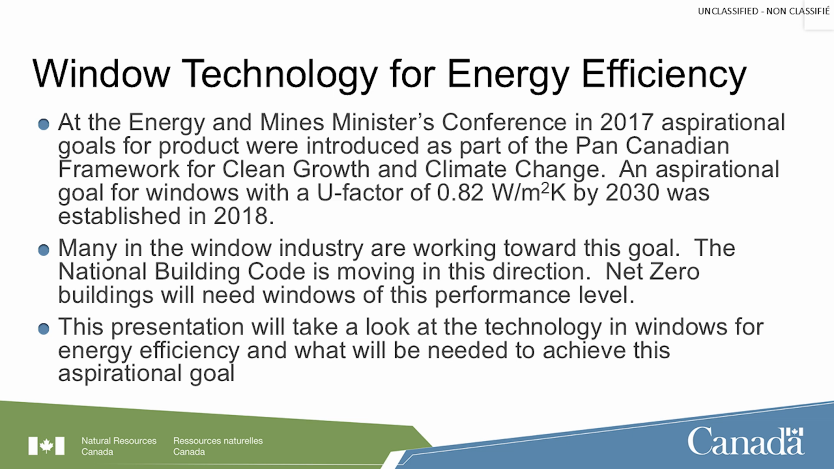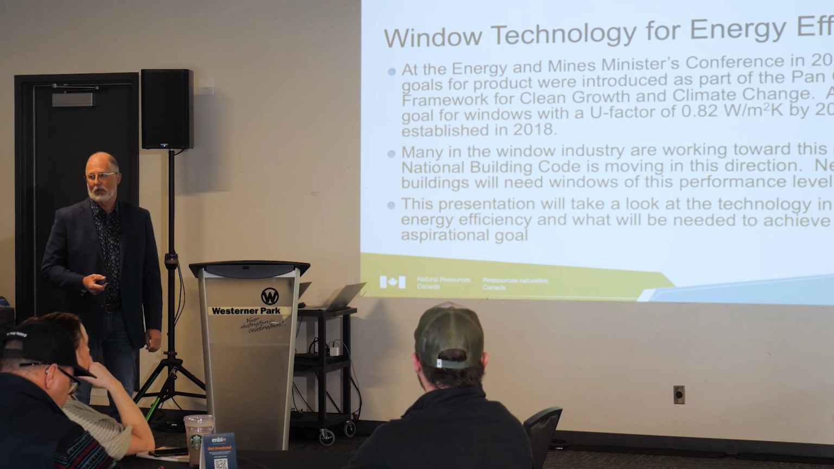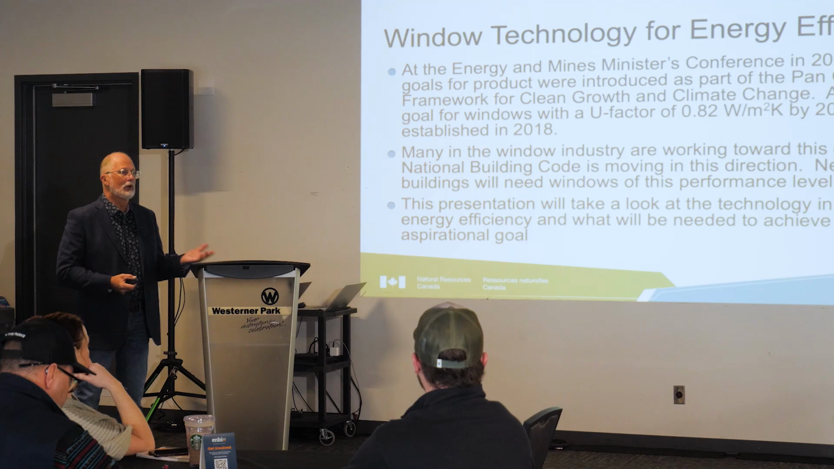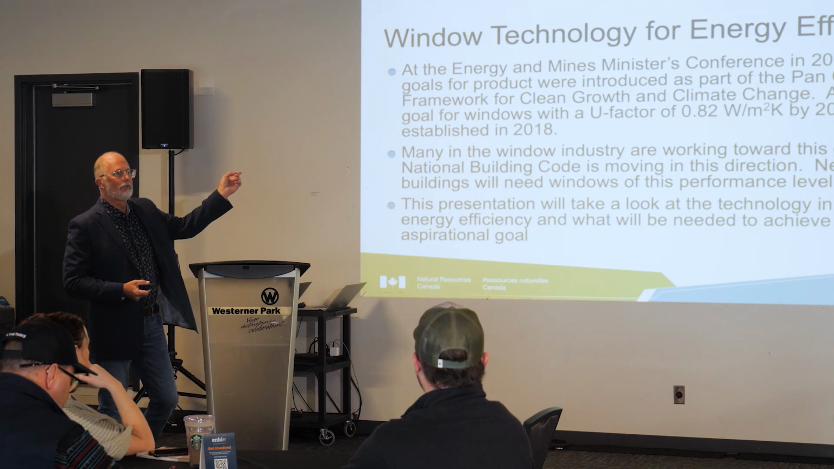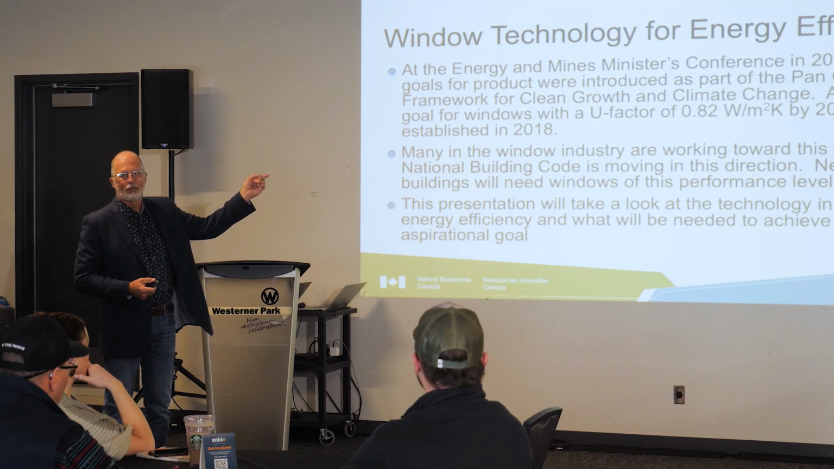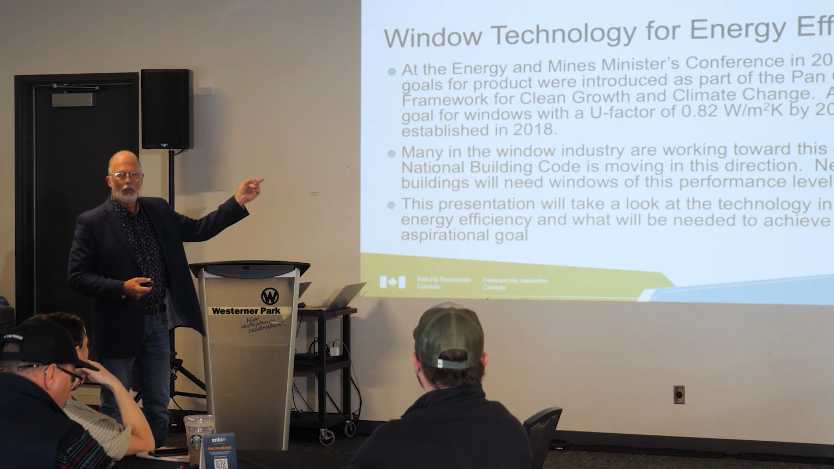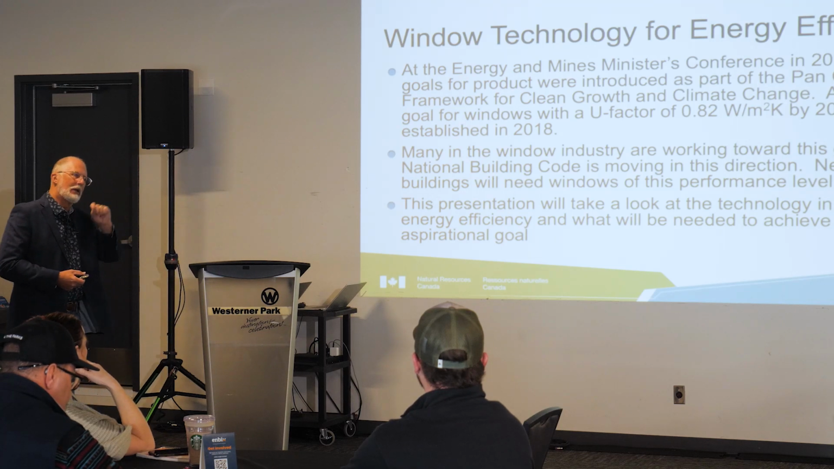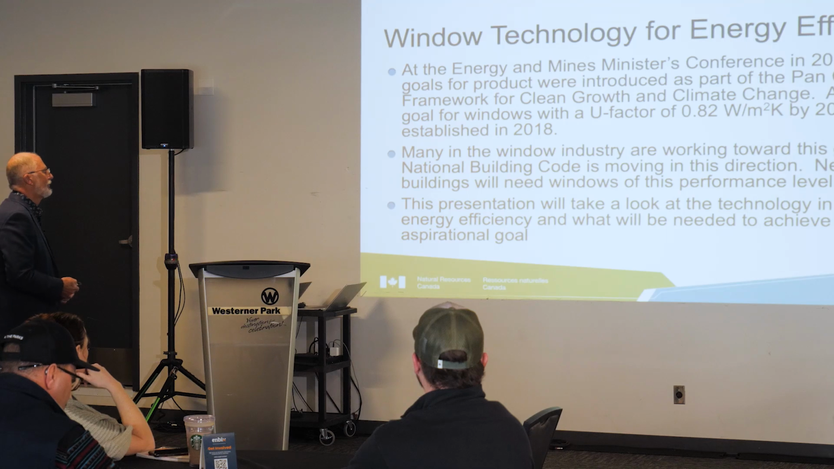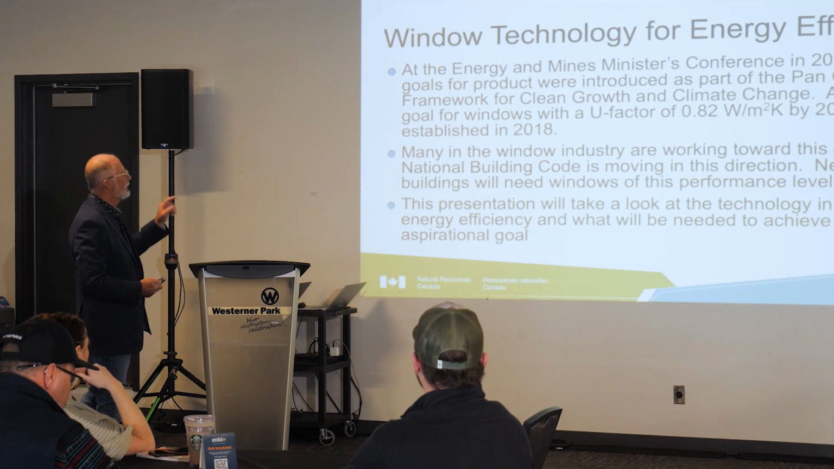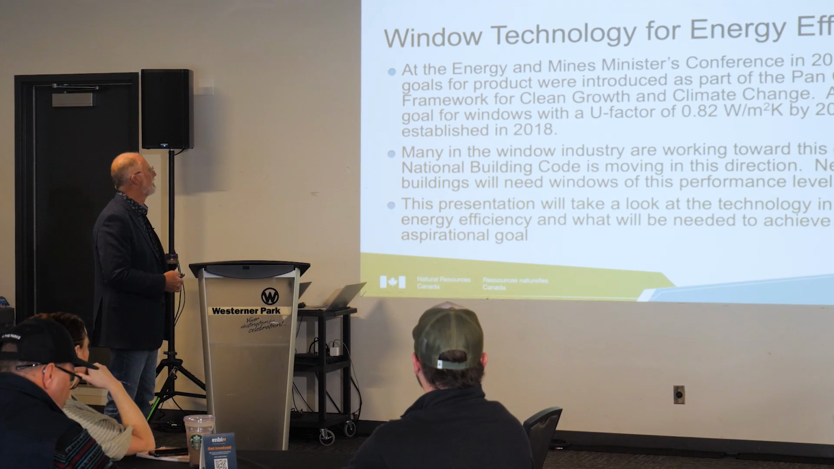So here's the aspiration, 0.82 watts per meter squared per Kelvin. So what does that mean? Well, we're going to learn about that, but basically that's your U value in metric. So what are you using for windows now? If you're using a 1.6, look at the value we're trying to shoot for. It's quite a bit lower. So that's going to get us where we need to be so that we can achieve the net zero wall. So these are some things that we're going to talk about today and learn about today.